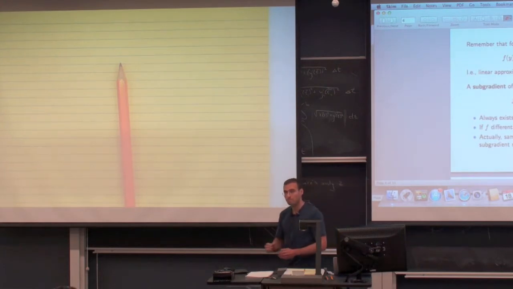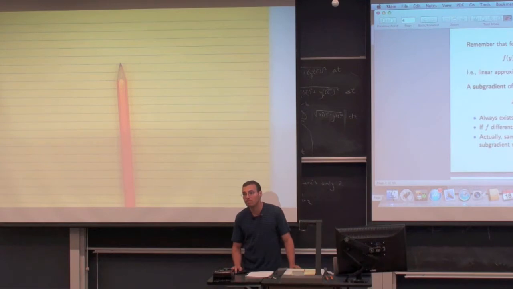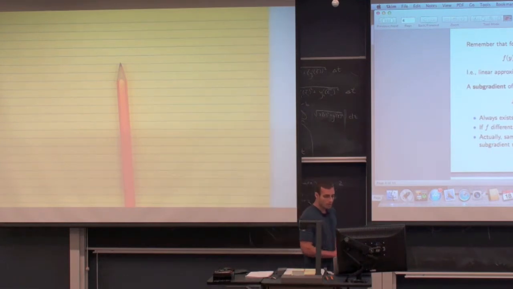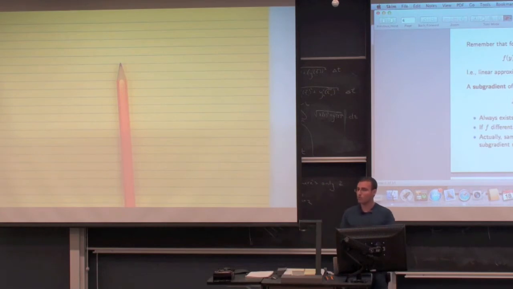Yeah? Can you use something similar to backtracking for the subgradient method? No. So for the subgradient method, we're going to go through and review that just in a bit. But for the subgradient method, the convergence is all using these fixed step size rules. So the step size choices are not adaptive.